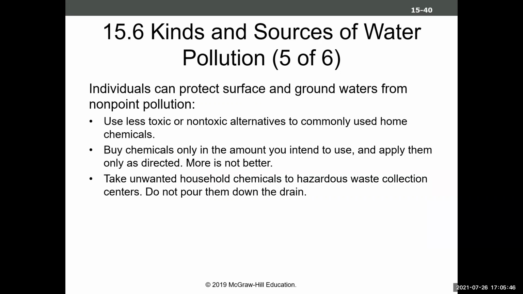Now we can protect surface and groundwaters from non-point pollution through a variety of different methods. Using less toxic or non-toxic alternatives for our home chemicals. Buy chemicals only in the amount we intend to use. Apply conservative amounts. More is not always better because that excess will run off and go into our water system. Take household chemicals that are hazardous to waste collection centers. Don't pour them down the drain. Don't pour them out in your yard because they will go into our water system. They don't just disappear into the soil to never be seen again.